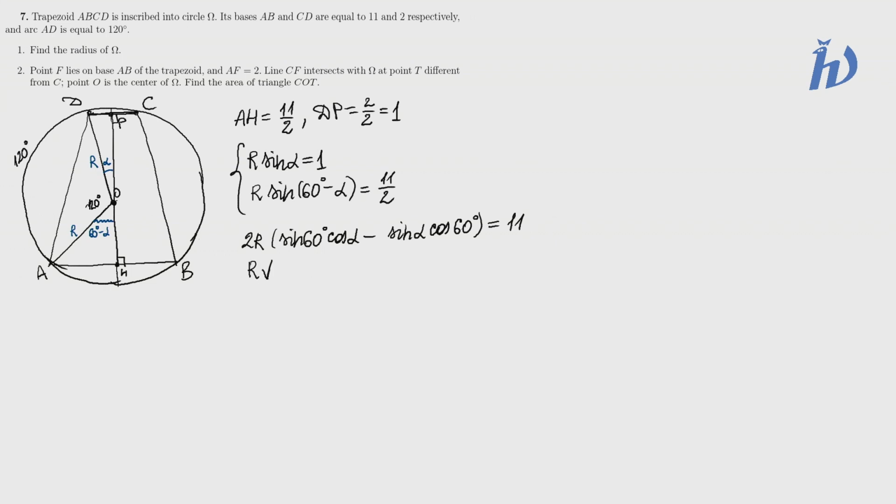I'll get r root of 3 cosine of alpha minus just r sine of alpha is equal to 11. But knowing that r sine of alpha is 1, we can conclude that r root of 3 cosine of alpha is 12. So r cosine of alpha is 4 roots of 3.